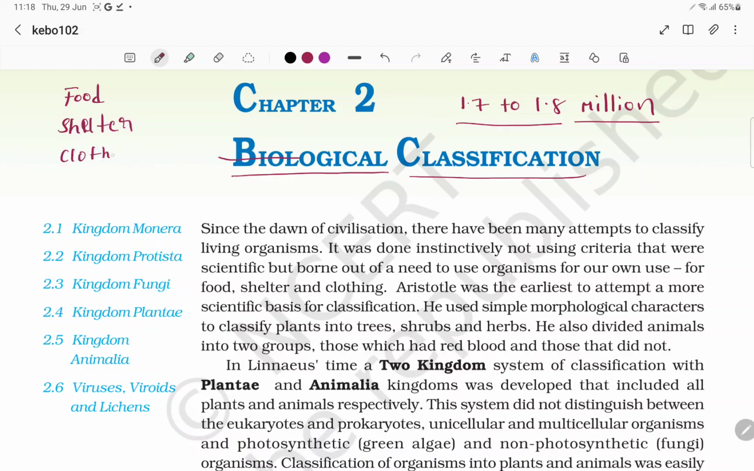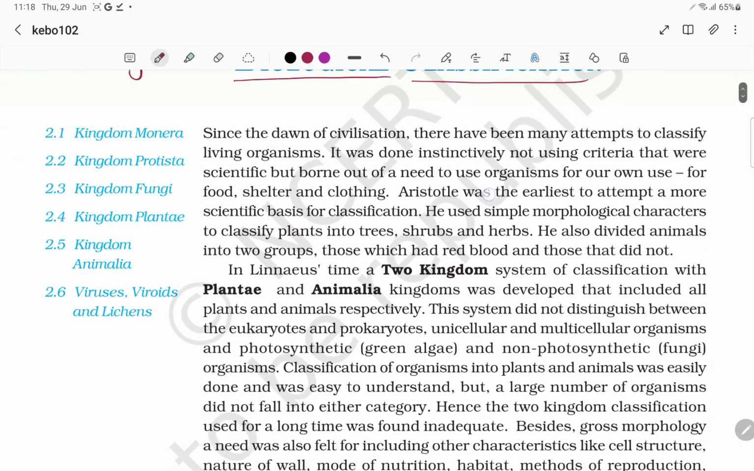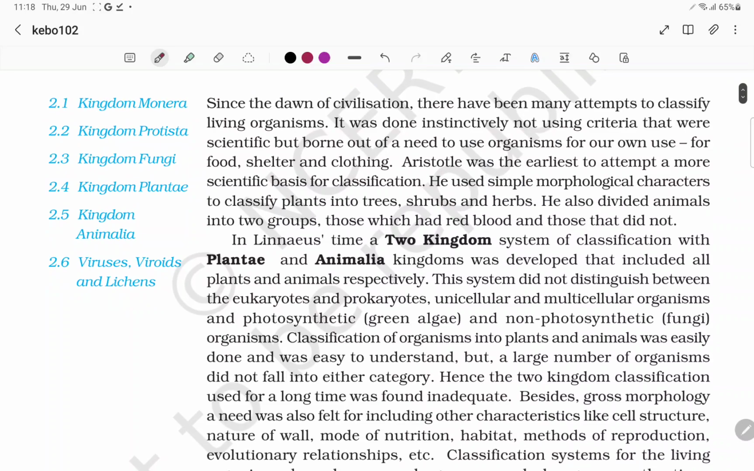So, which organisms will be helpful for food, which for shelter, and which for clothing? Like this, they classified the organisms. But we need a scientific way of classifying the organisms. What is the scientific way? The scientific way means it has to be done by identifying.